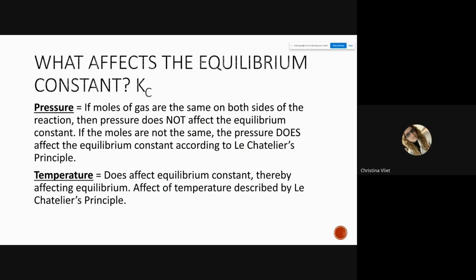19 pages. We gotta be pretty far, is what I'm thinking. So, what affects the equilibrium constant? Pressure changes affect the equilibrium constant.